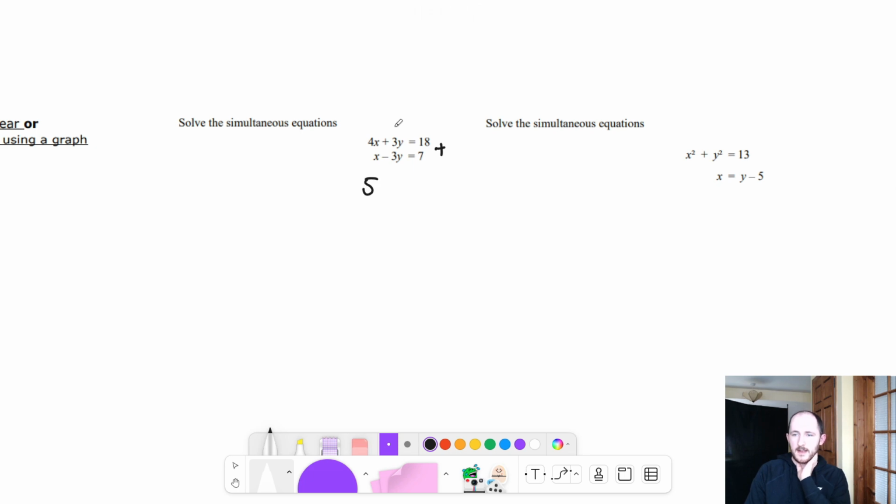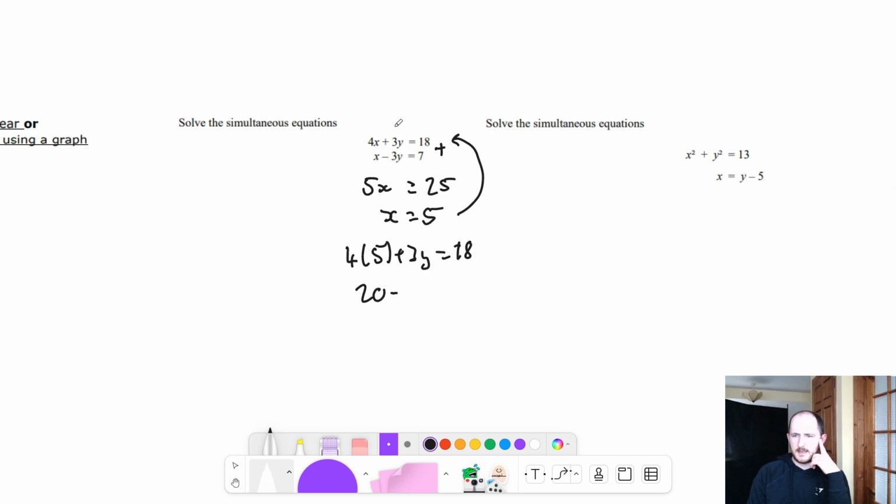So that gives me 5x, because 4x plus x, plus 3y minus 3y is 0, equals 25, so x must equal 5. I then sub in x into any one of the equations. I'm going to pick the first one to work out what y is. So 4 times 5 plus 3y equals 18.